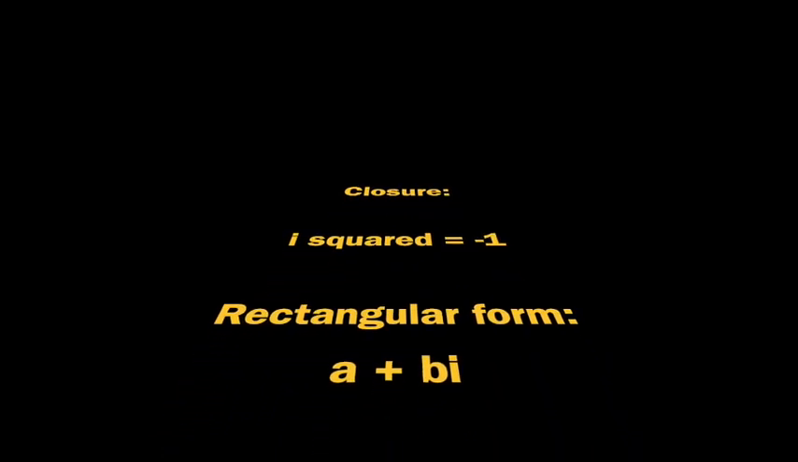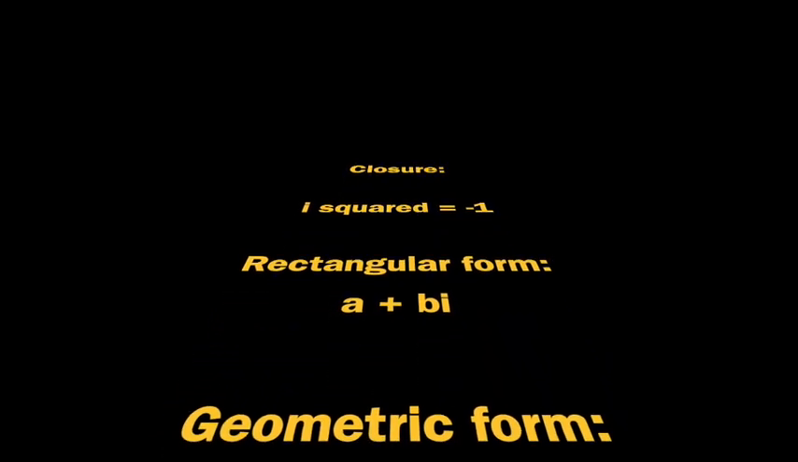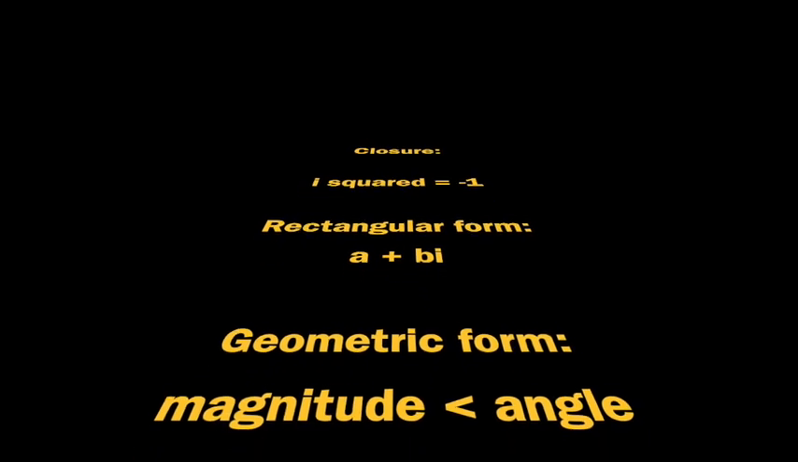Just a few things to remember as we wrap up this lesson. One is that i squared equals negative 1. The next is that rectangular form is a plus bi. And finally, geometric form goes magnitude, then the less than symbol, and then angle.